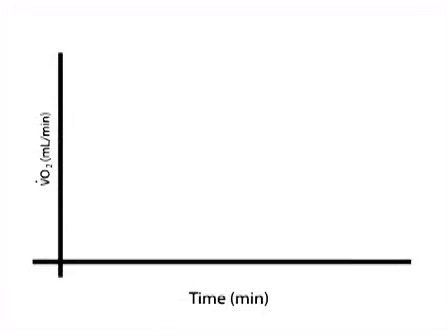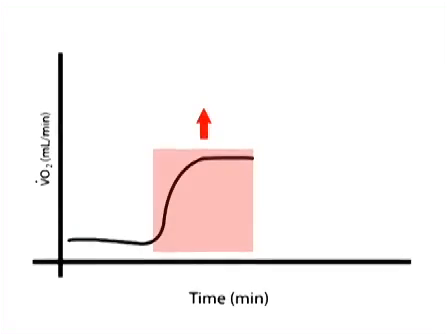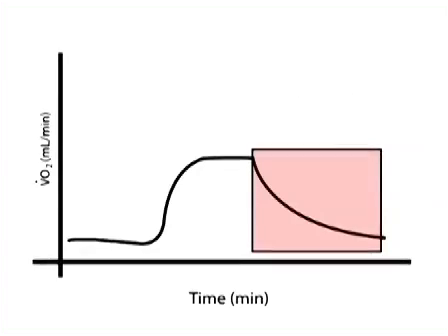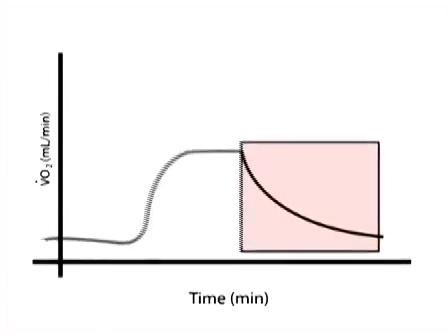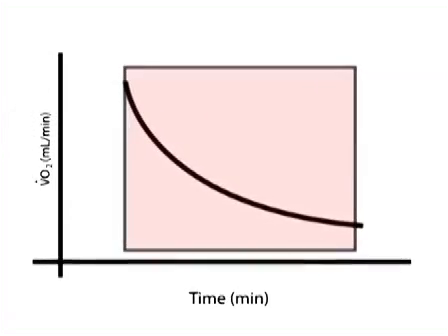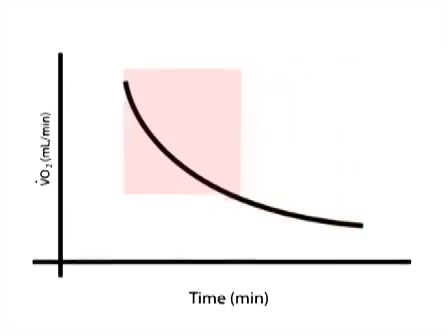This is a typical curve of oxygen consumption. At rest or baseline. During exercise. After exercise. Taking a close look at the post-exercise curve, it is possible to see two different components. The fast component, the slow component.